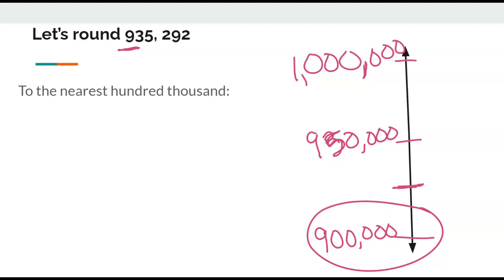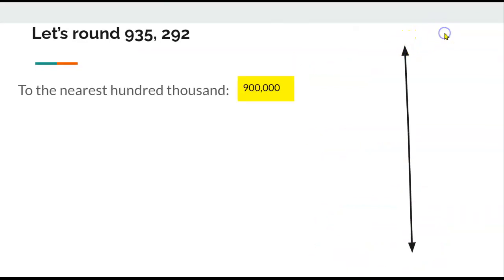So 935,292 is rounded to 900,000 if we round it to the nearest 100,000.